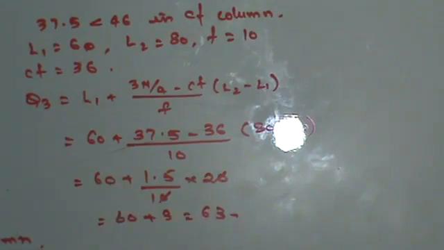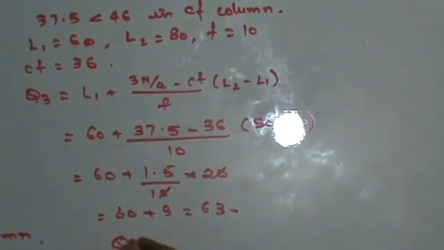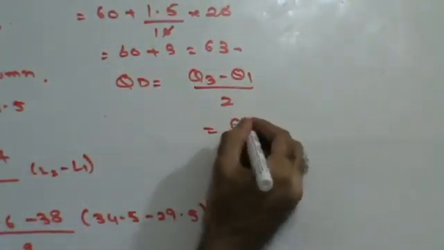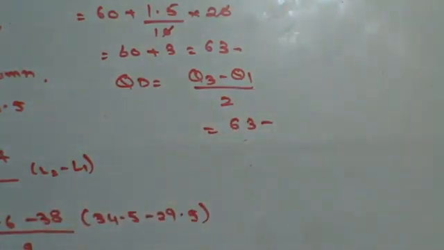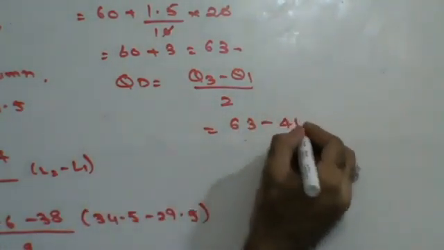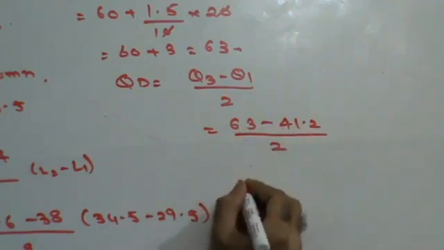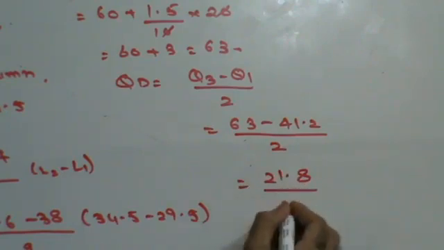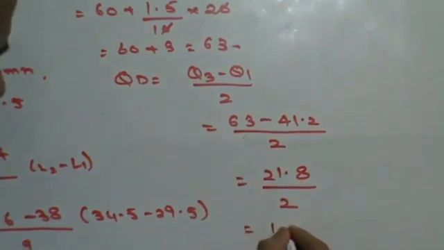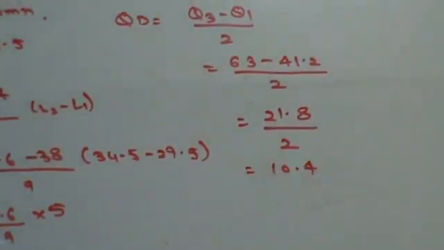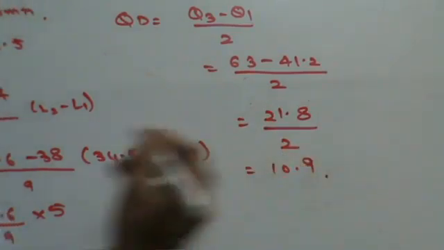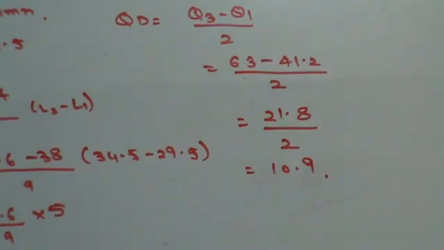They've asked you to find out QD, quartile deviation. QD is nothing but Q3 minus Q1 upon 2. Q3 you found out as 63. Q1 is 41.2, so 63 minus 41.2 upon 2. This is 21.8 upon 2, which is 10.9. Right? So your QD is going to be 10.9.